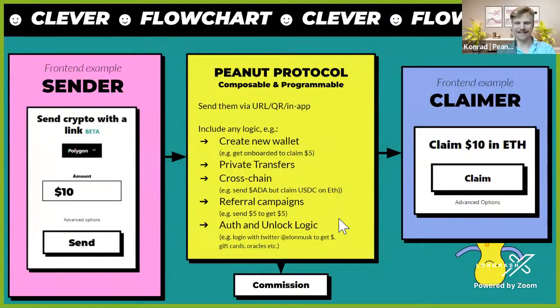So the cool thing about smart checks is that they can be sent via link or QR code or even within a Web2 app. But what's even cooler is that you can program any kind of logic into the claiming. And the whole thing is super modular. So you can have authentication or oracles or even cross-chain swaps. So thanks to our friends at Axelar, I could just send ADA on Cardano, and Hugo could choose to claim Matic on Polygon without having to touch the Cardano chain at all. That is amazing because, probably like most of you, I don't have a Cardano wallet.